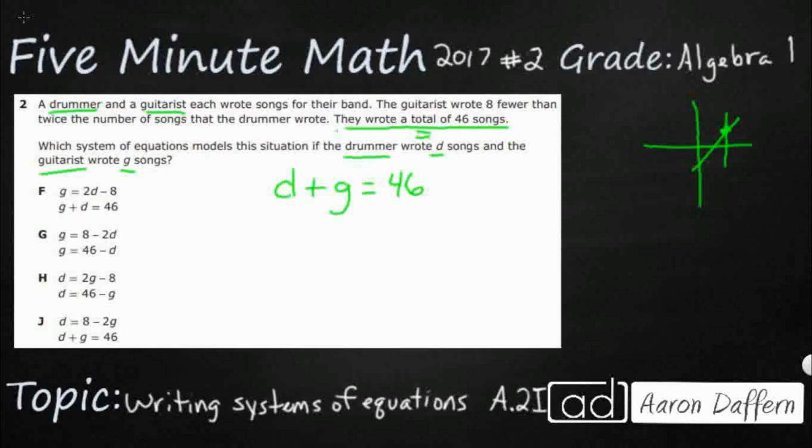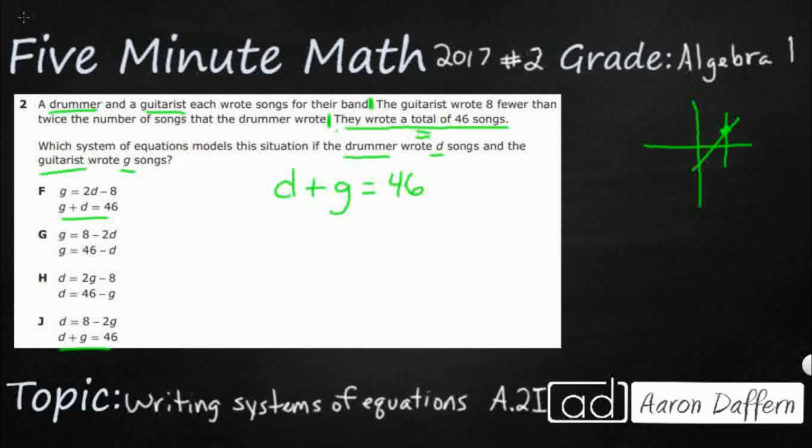And you see I've got that solution there in F and J. But that's all that means. You add up the two instrumentalist songs, the drummer and the guitarist, and they write 46 together. Okay, it's the second sentence that starts right there.